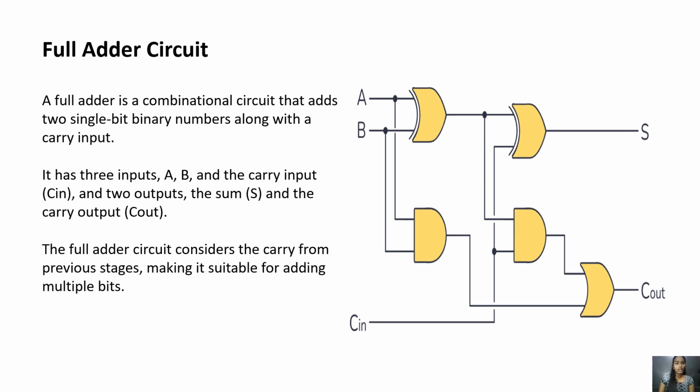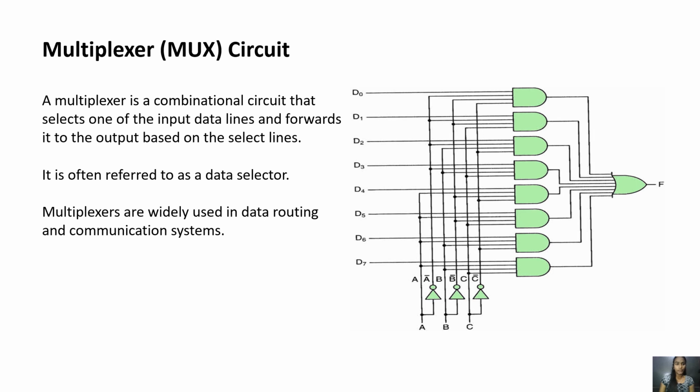Full adder. A full adder is a combinational circuit that adds two single-bit binary numbers along with the carry input. It has three inputs, A, B and the carry input C in, and two outputs, the sum and the carry output, that is C out. The full adder circuit considers the carry from previous stages, making it suitable for adding multiple bits.